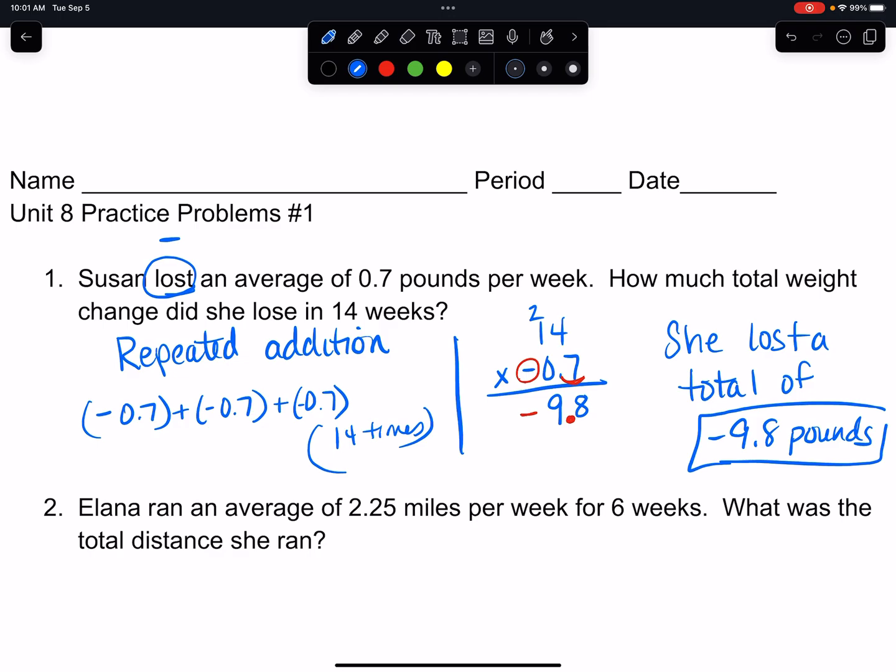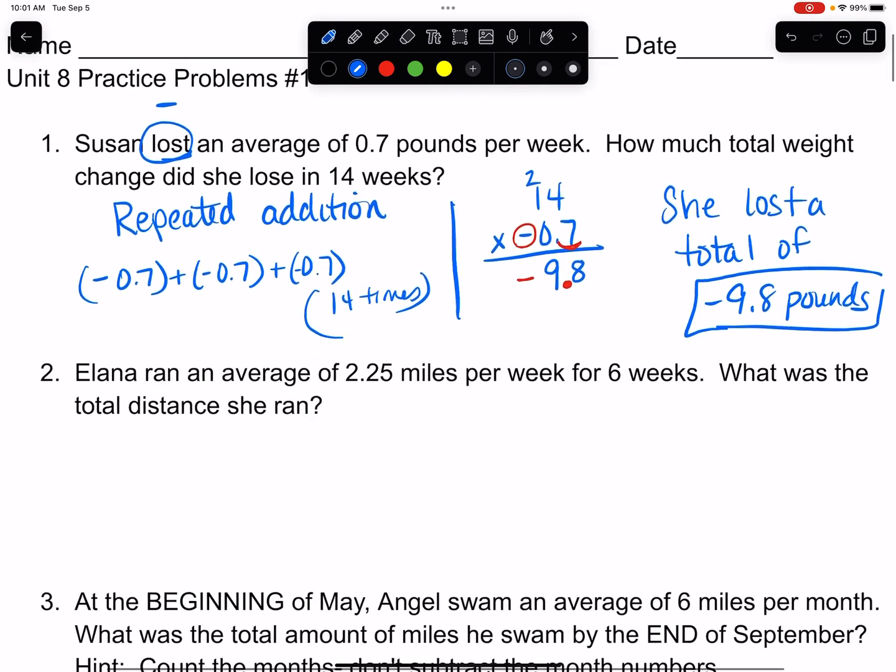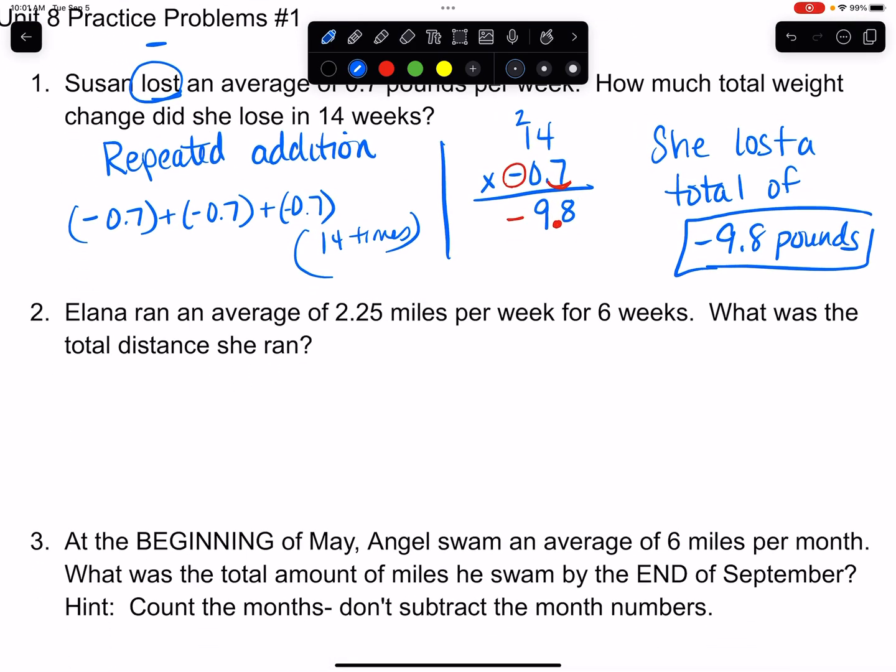So that's that one. Problem number 2, Elena ran an average of 2.25 miles per week for 6 weeks. You can do a repeated addition again, where you do 2.25 plus itself 6 times, which this one seems a little bit faster to do, so I'm going to go ahead and demonstrate it so that you can see how it's done.